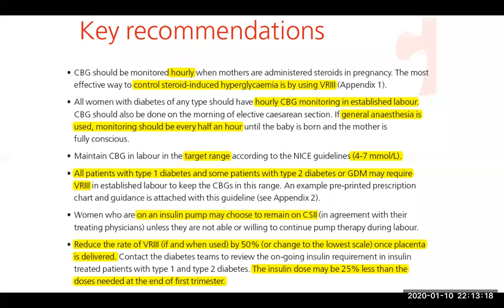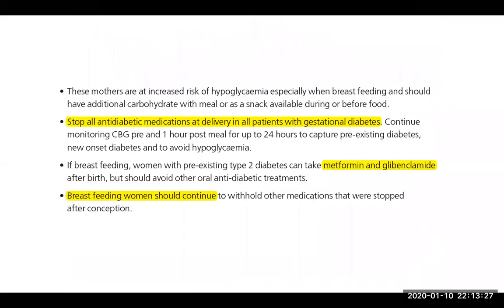And of course, the insulin dosage may be decreased by 25% at the end of the trimester, the third trimester. Of course, as we know, stop all antidiabetic medication at delivery in all patients with GDM. And here they recommended metformin and glibenclamide can be continued during breastfeeding in a case of pre-existing type 2 diabetes. These are the only medications that can be used during pregnancy or during breastfeeding.